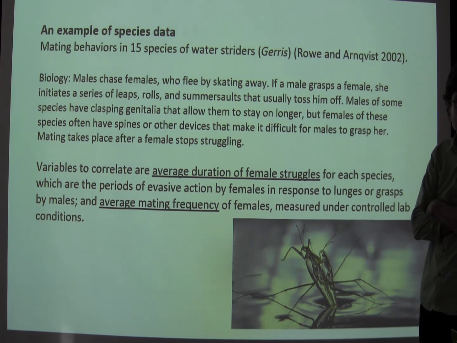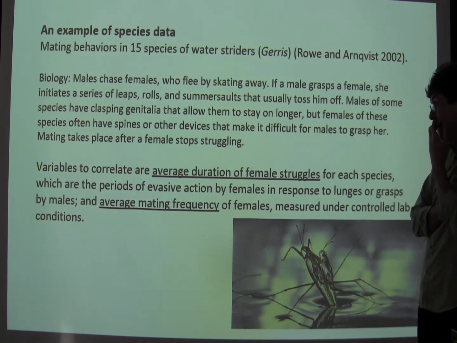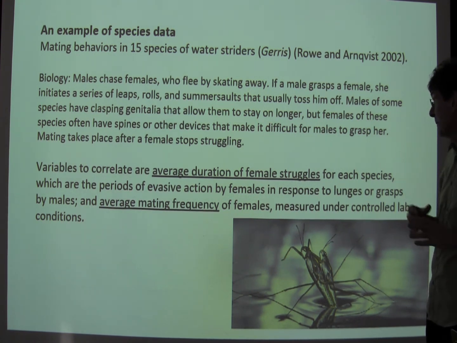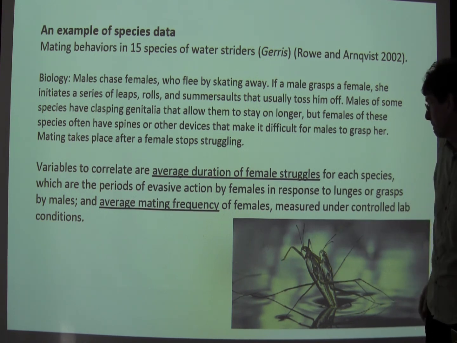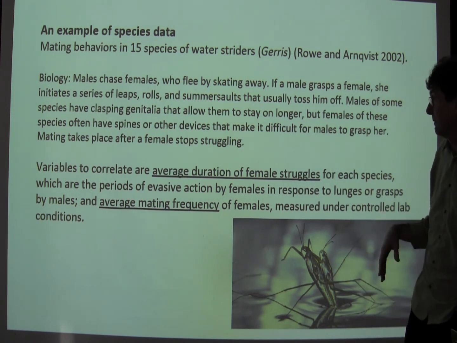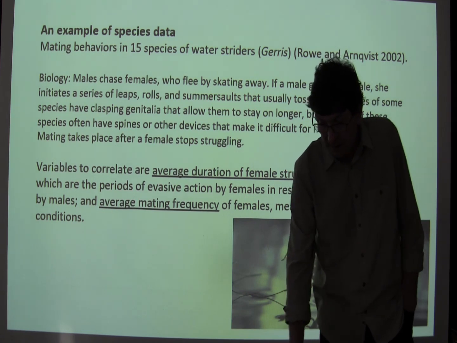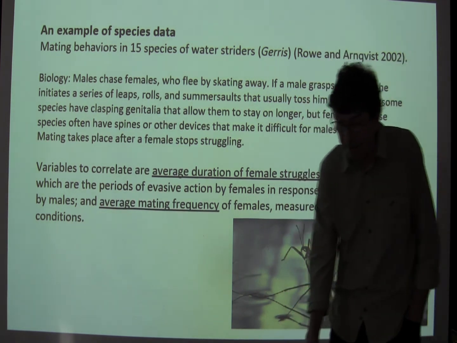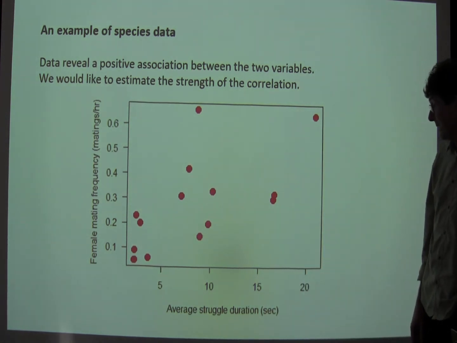So what I want to do in this example is correlate something that the authors did, the average duration of female struggles across species with the average mating frequency. So these are all measured on individuals brought to the lab, measured under controlled conditions, and the comparison of duration of mating and mating frequency was of interest. And a plot of the data looks like this.